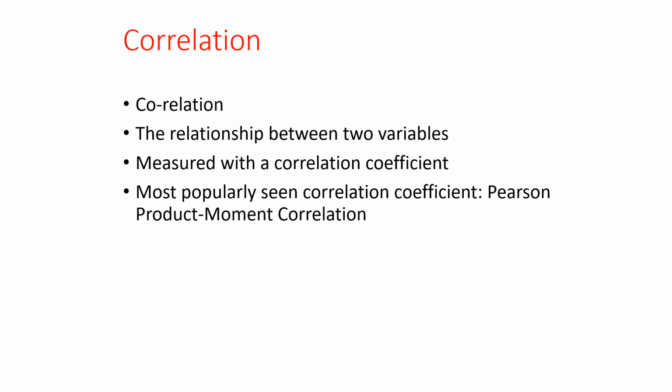So correlation is basically when we are interested in finding out the relationship between two variables and we want to see if there is any sort of association between the variables or not. In this analysis, what we are interested in is not finding out whether there is a cause and effect relationship. Rather, we are interested in finding out whether there is a relationship and what kind of relationship that is.